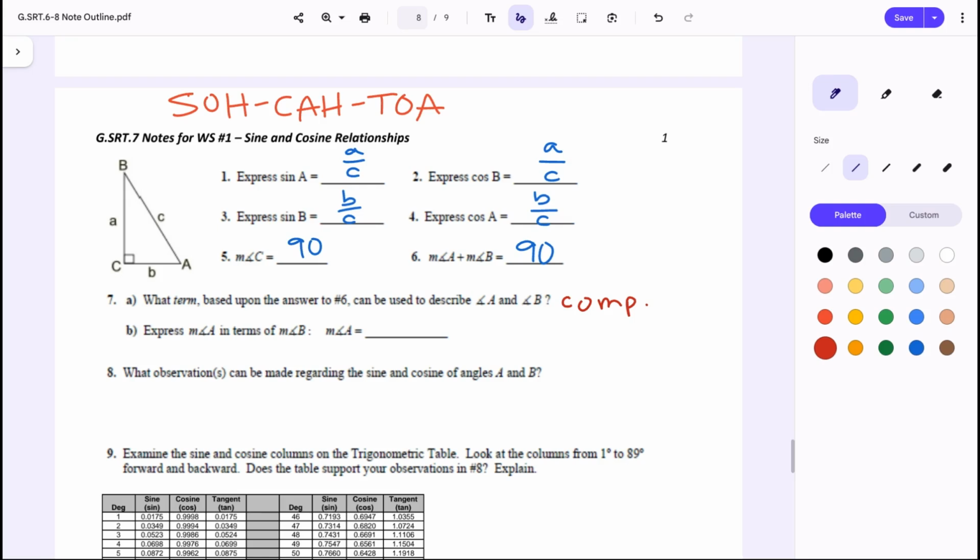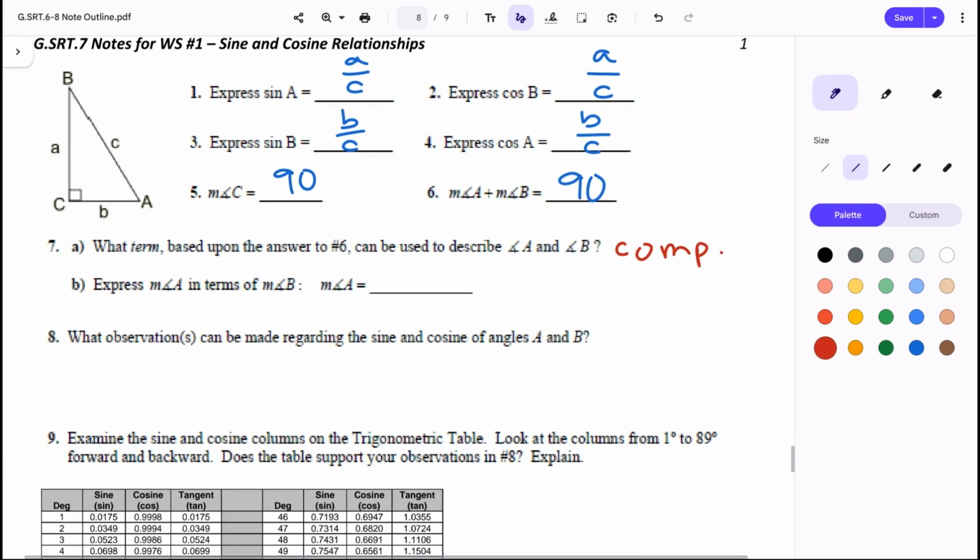I'm just going to abbreviate for right now, but you guys know that that should be complementary, okay? So then if we're looking at A and B, they're asking for 7B to express angle A in terms of B. So if you knew how much B was, what could you do to figure out how much A is?